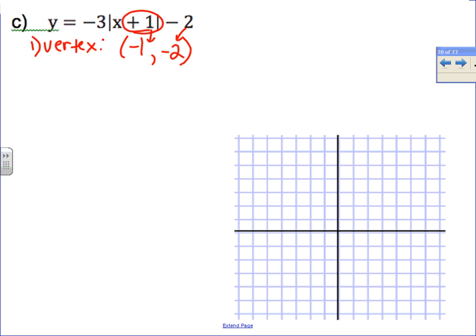Okay, so let's plot our vertex. -1, down 2: 1, 2. So here's our vertex. It's the lowest or highest point of the absolute value symbol.